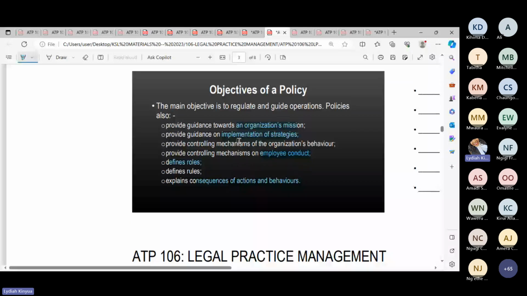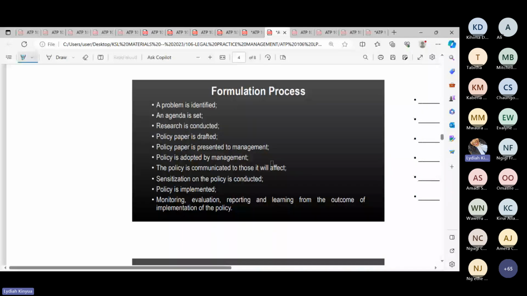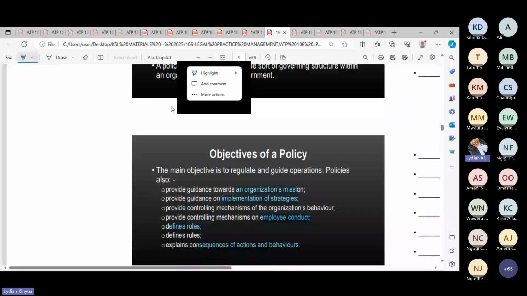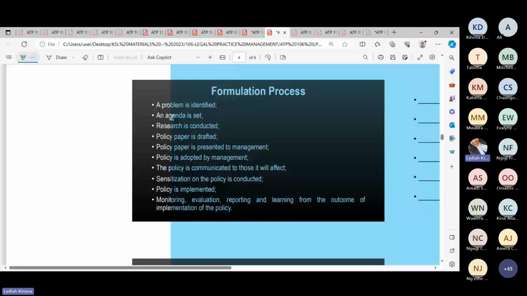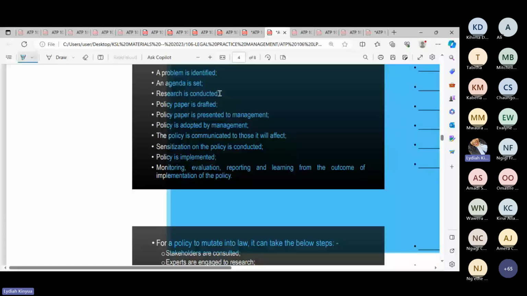Now, of importance will be the formulation process of a policy. Number one, you start by identifying a problem. After identifying a problem, you set an agenda. So, identify a problem, number one. Number two, set an agenda. Number three, after setting your agenda, you conduct research. You want to see how we can resolve the problem, because sexual harassment is very prevalent. How do we resolve the sexual harassment problem? So you conduct your research.